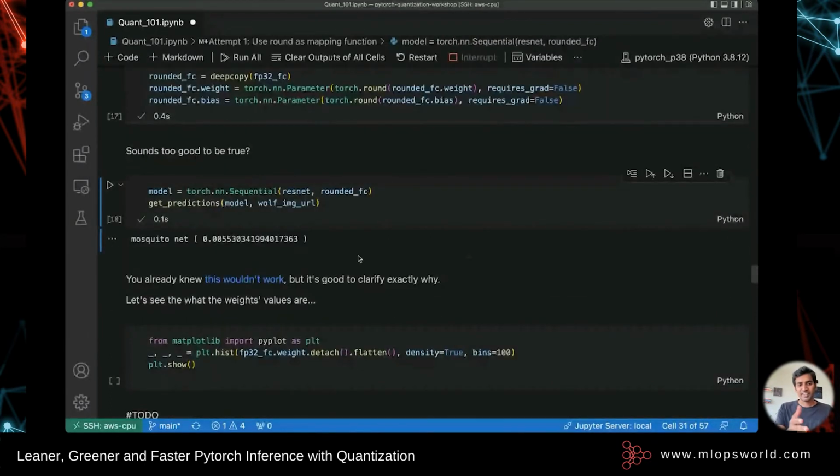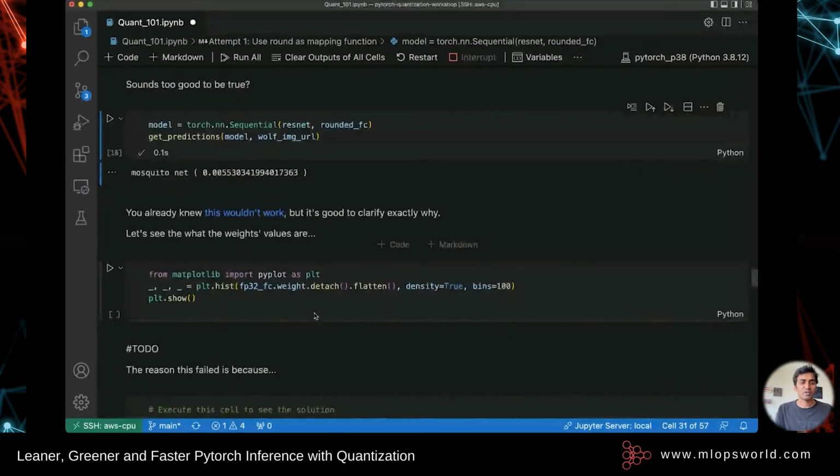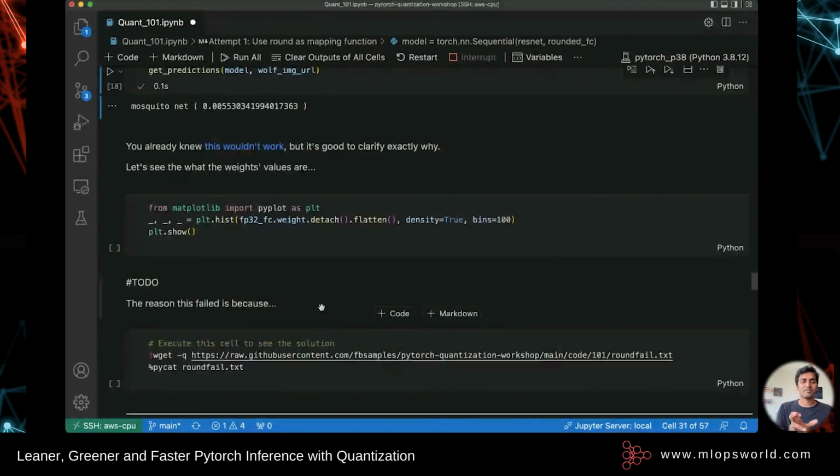Right. It takes in the image of a wolf and says it's a mosquito net. So clearly that didn't work. But it's good to understand a little more about why that doesn't work. So remember that we rounded the classifier's weights. Let's see what the weights were before the rounding.